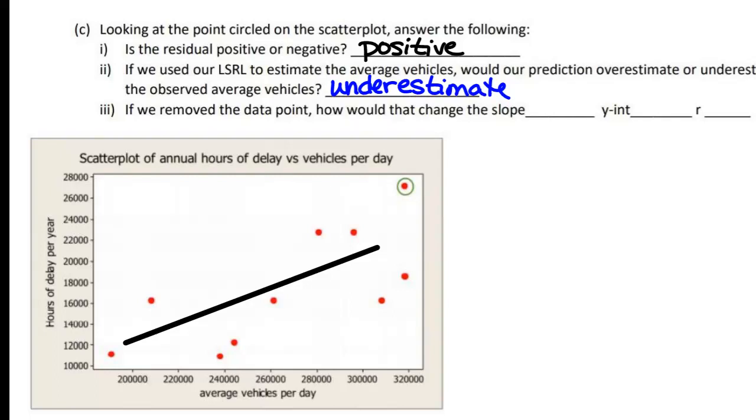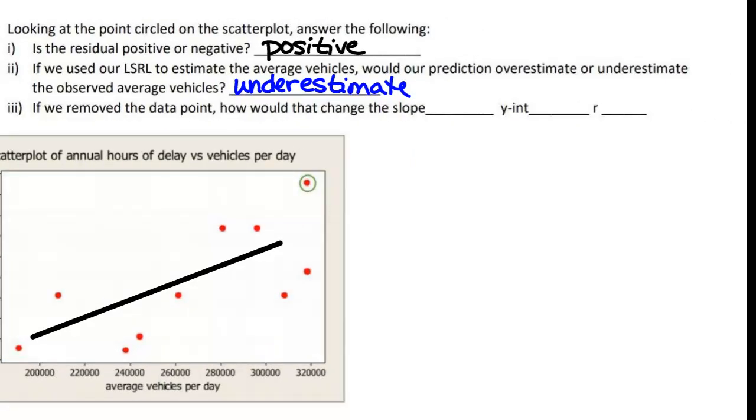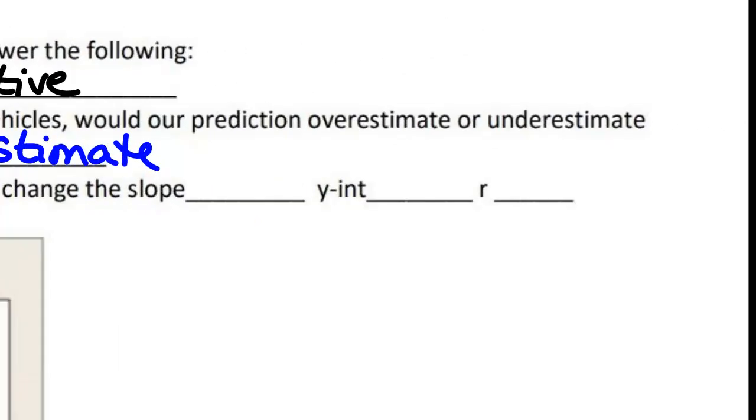If we removed that point, what would it do to the slope, the y-intercept, and r? If I got rid of this point entirely, does that strengthen or weaken my correlation? Strengthens it, because that's not really in the pattern, right? So if I take this away, it's going to strengthen it, which would be which piece of this if I'm talking about strengthening or weakening? R. So would that increase or decrease? Increase.